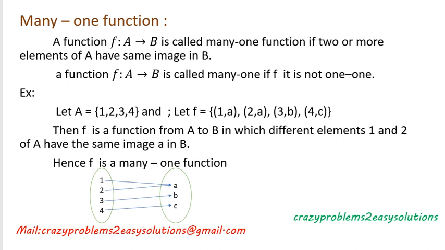For example, take A = {1, 2, 3, 4} and define f as 1 maps to a, 2 maps to a, 3 maps to b and 4 maps to c. In this function, 1 and 2 are mapped to the same image a, so it is called a many-to-one function. Here f is a function from A to B in which different elements 1 and 2 of A have the same image a in B. Hence f is a many-to-one function.